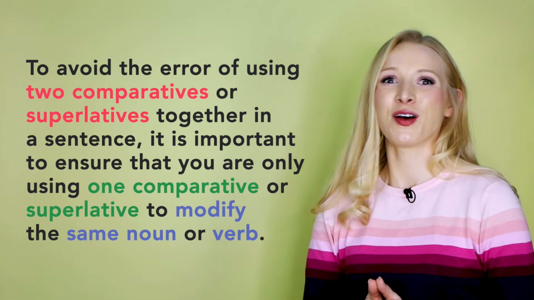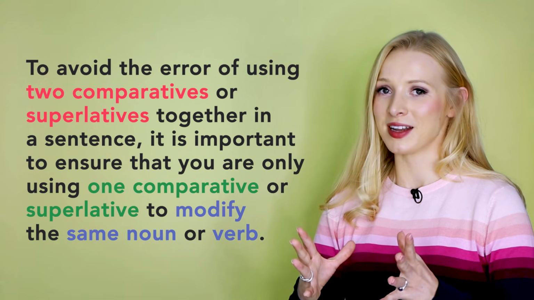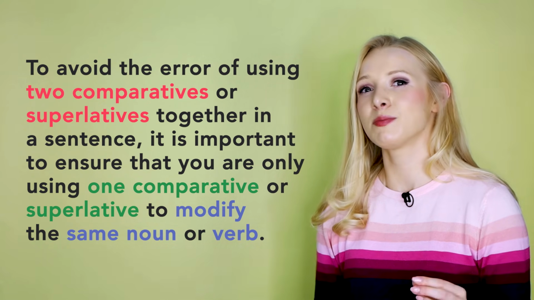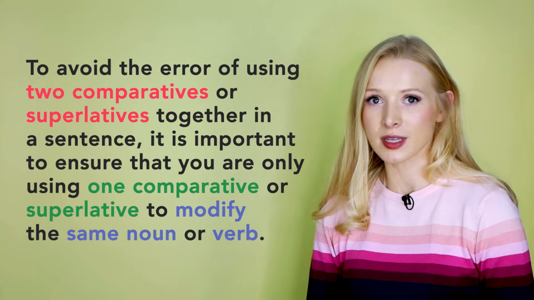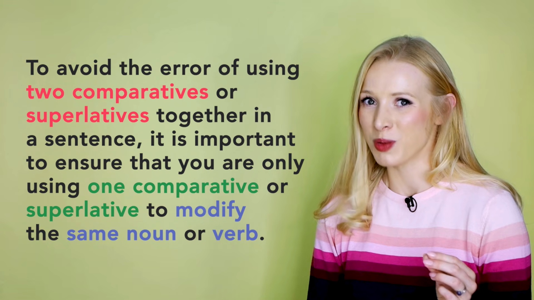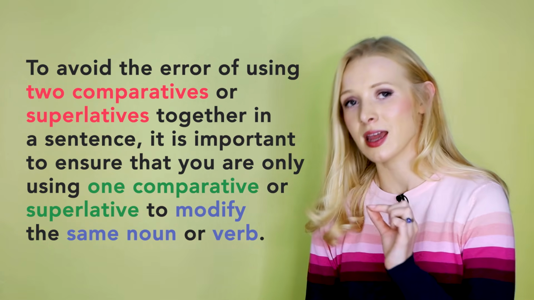To avoid the error of using two comparatives or superlatives together in a sentence, it's important to ensure that you are only using one comparative or superlative to modify the same noun or verb. This can be done by carefully considering the meaning of each word and the context in which it's used.